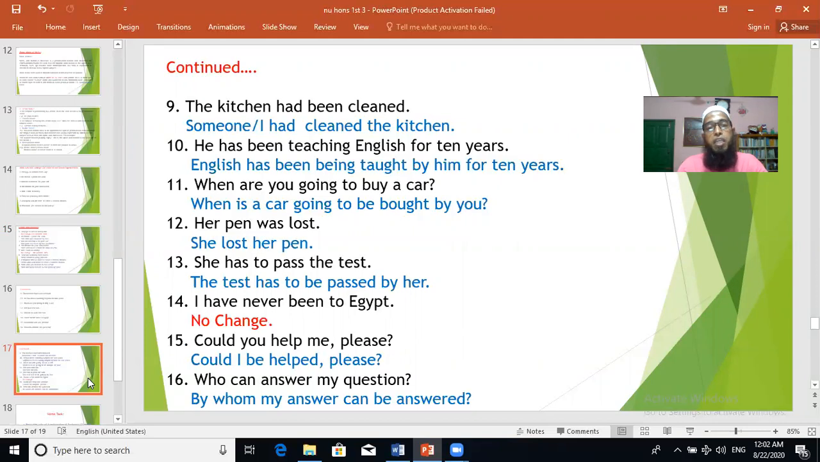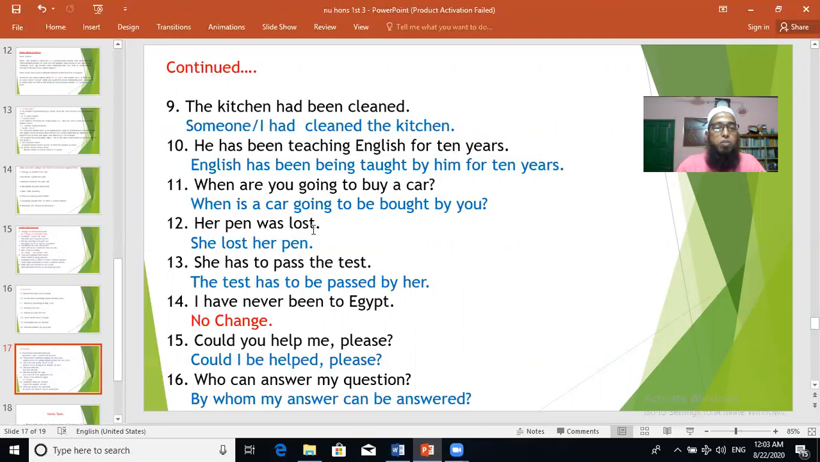He has been teaching English for 10 years. English has been being taught by him for 10 years, continuous tense again. When are you going to buy a car? So continuous tense. When is a car going to be bought by you? Here the voice change is of the infinitive "to buy." When are you going to buy a car? When is a car going to be bought by you?